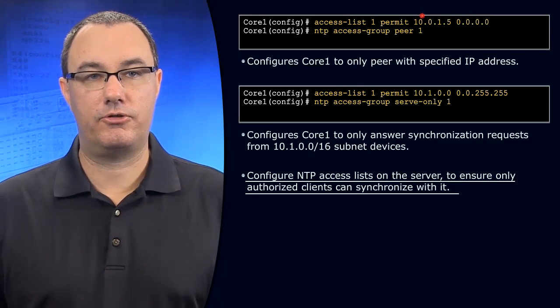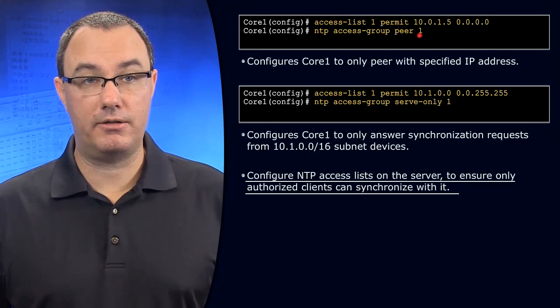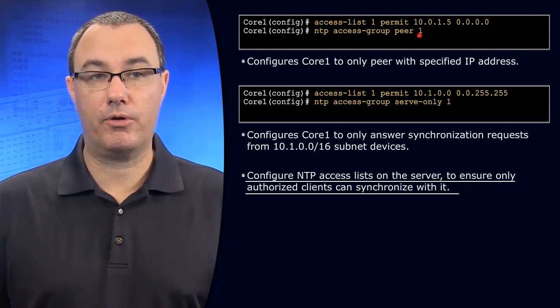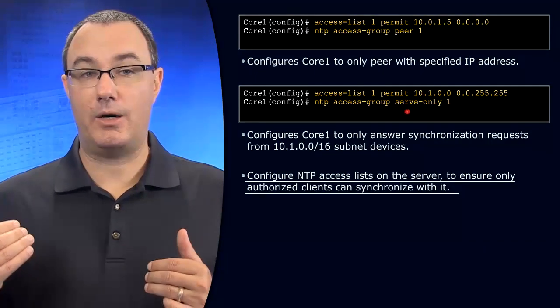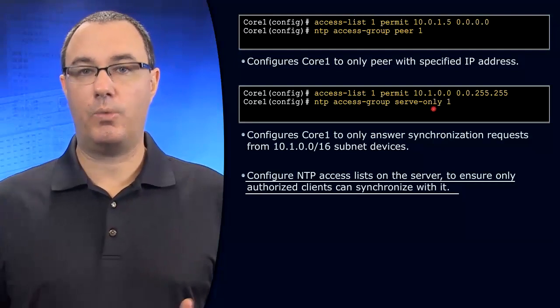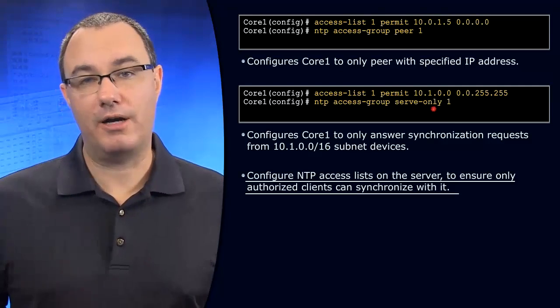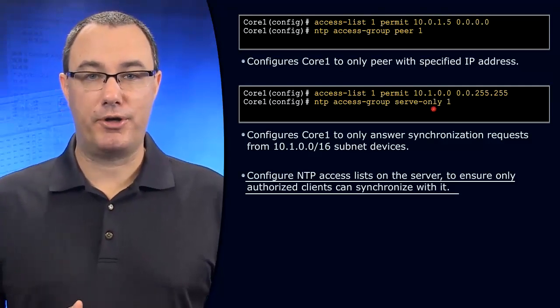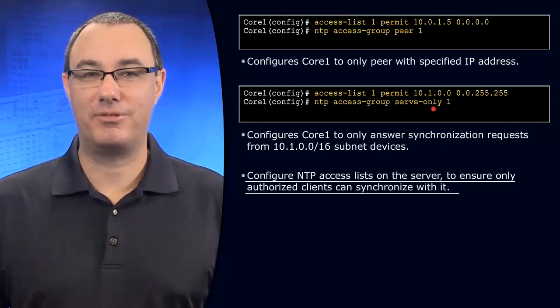And so you can say here, NTP access group peer 1, and now only those IP addresses that are specified by access list 1 are capable of peering with us. The same could be done for our server. In this case, we're a server, and we don't want to be bombarded by false requests from rogue clients, or maybe from power users who have decided to point to your core and get the time from your core.